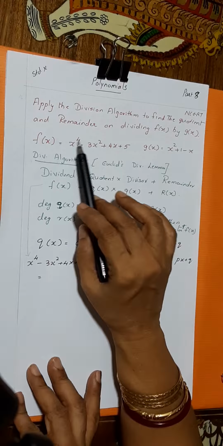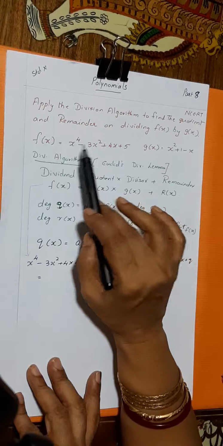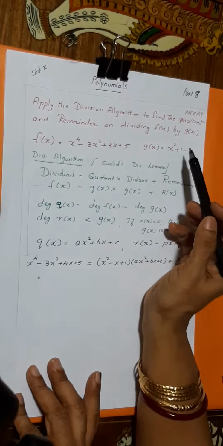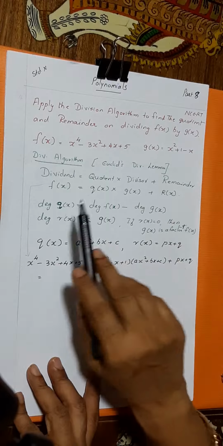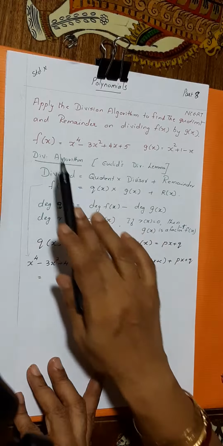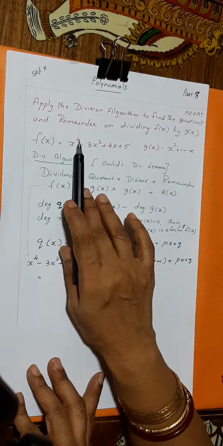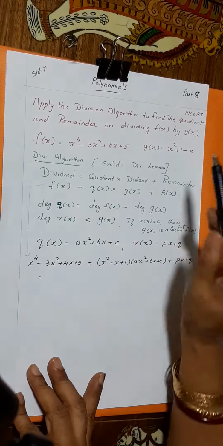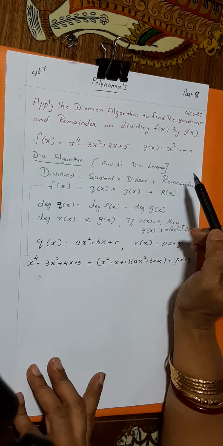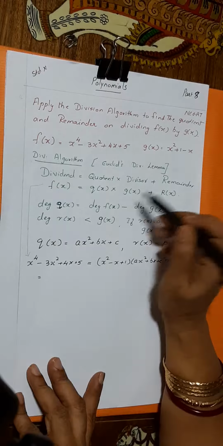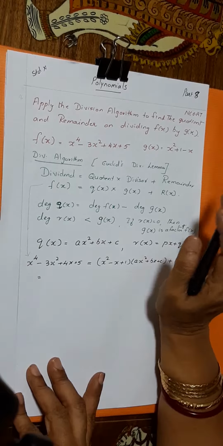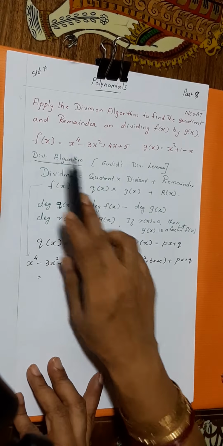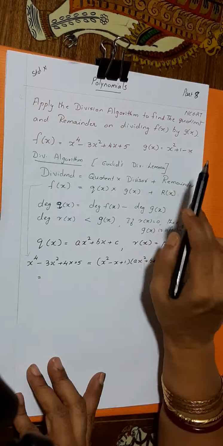Now you should understand the degrees of the dividend, divisor, quotient and remainder. Suppose the degree of the dividend is 4 and the degree of the divisor is 2. Now the degree of the quotient will always be 4 minus 2, which is 2. So the degree of quotient is equal to degree of f of x minus degree of g of x, where g of x is the divisor.